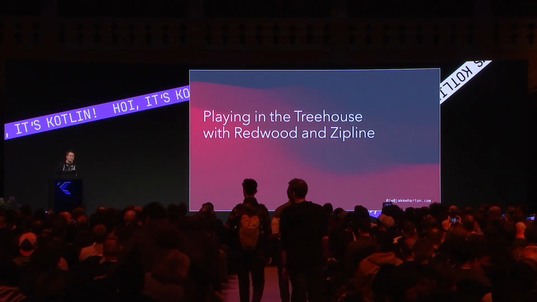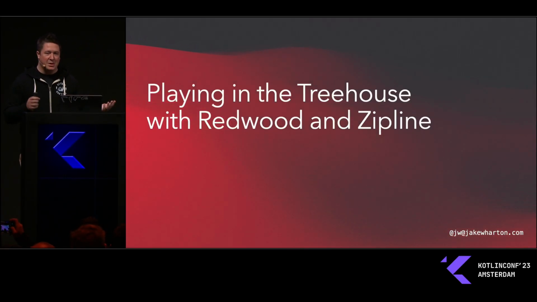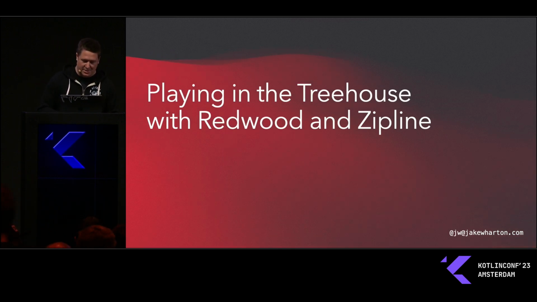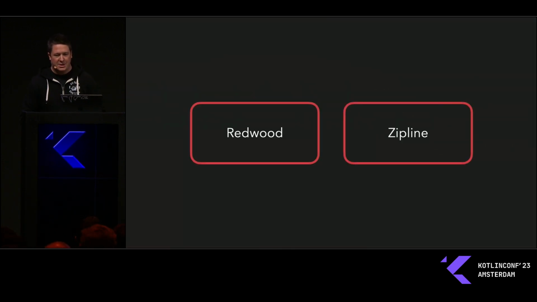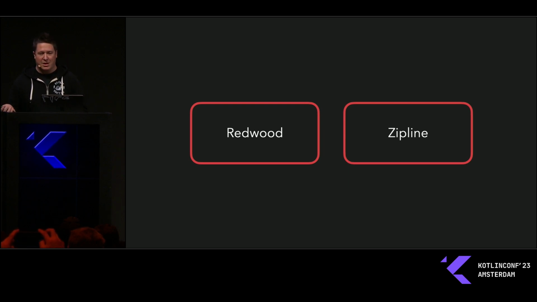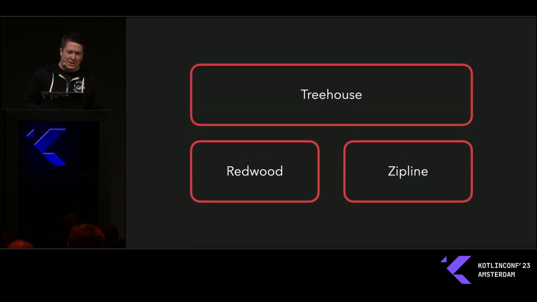I'm here to talk about 3 libraries that we're working on at Cash App. Redwood and Zipline are the 2 libraries, and Treehouse is sort of one that's the combination of both. So Redwood is an attempt to be a multi-platform UI library. Zipline is also a multi-platform JavaScript engine. And then Treehouse is the combination of the 2. So we're going to step through these libraries individually and build up what they do and how they combine.